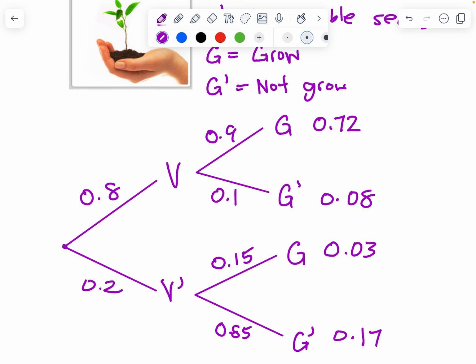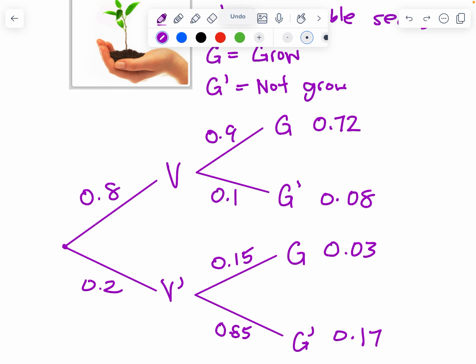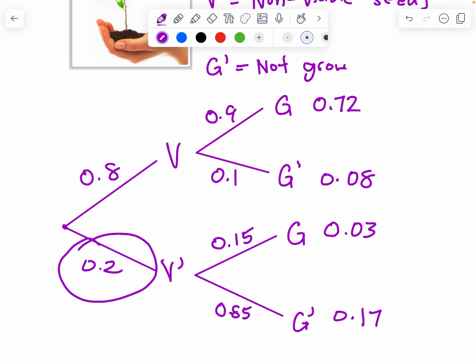And the reason why I am doing this is because it will help on the problems that we're going to do soon. And what all these basically represent is that for 0.72, it shows the probability that you get a viable seed and that it grows. Here it represents you get a viable seed, but it doesn't grow. Here it shows the probability that you get a non-viable seed, but it grows. And here it shows you get a non-viable seed and it doesn't grow.